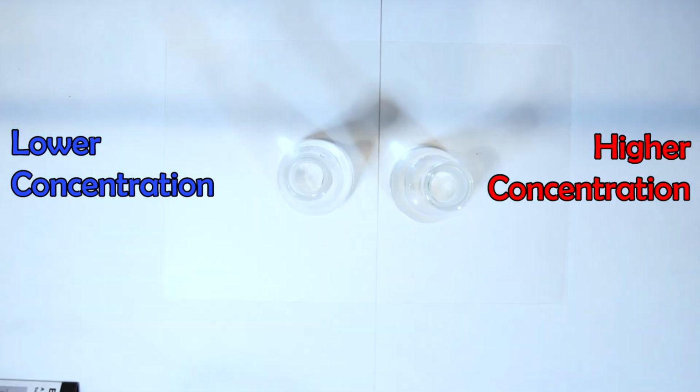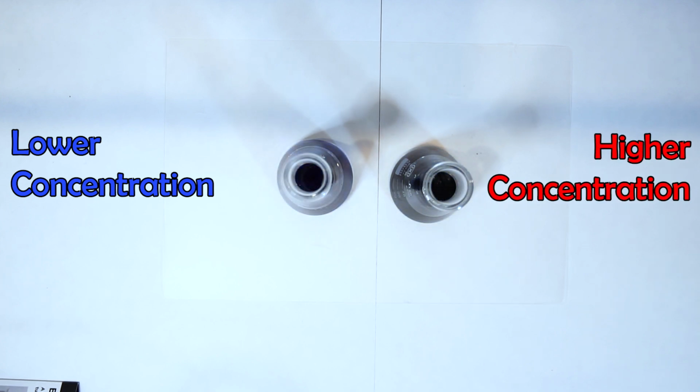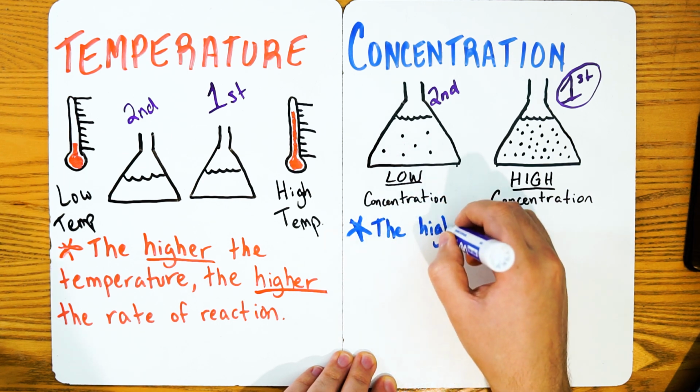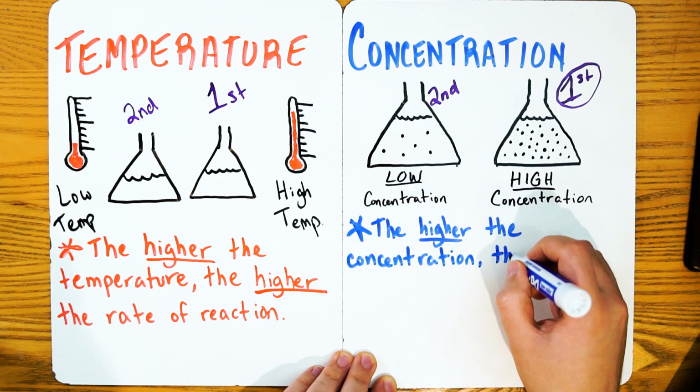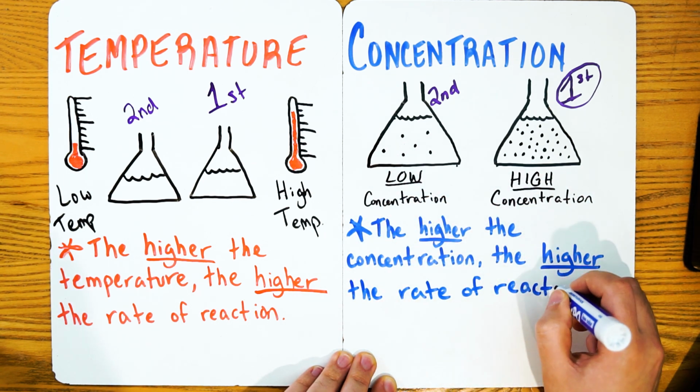Dang, that had me on the edge of my seat. I thought the other one would catch up. But you're smarter than me, so you probably predicted the one with the higher concentration would change color first. And you, my friend, are correct. So now we can see that the higher the concentration of reactants, the higher the rate of reaction.